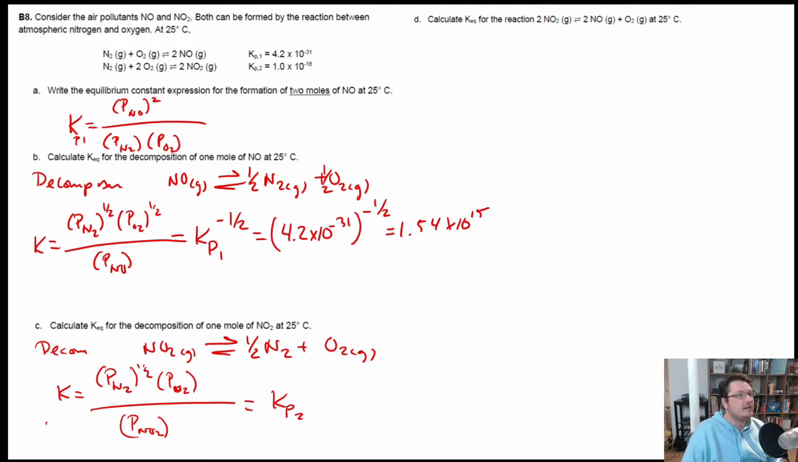And again, because we flipped the reaction, this is now going to become negative. And because we divided all the coefficients by 2, it becomes the square root. So it's 1 over 2 in that case. And so we plug in our numbers that we have. So we have 1.0 times 10 to the -18 to the power of 1 over 2. So that becomes 1 times 10 to the -18 to the 1 over 2. And so that becomes 1 times 10 to the -9 in that case.